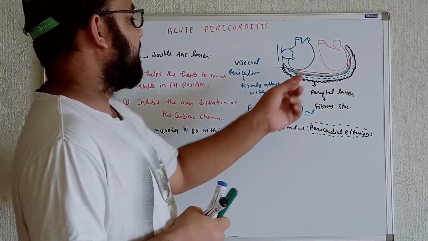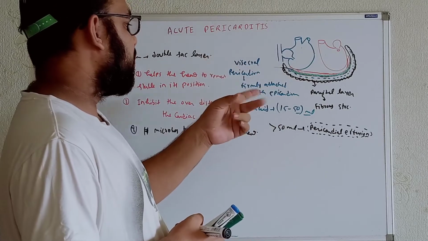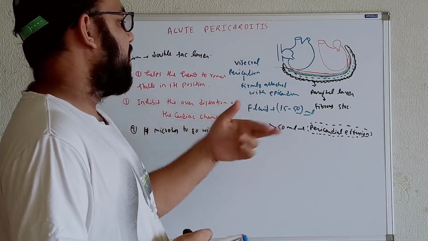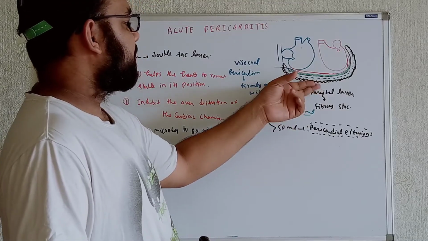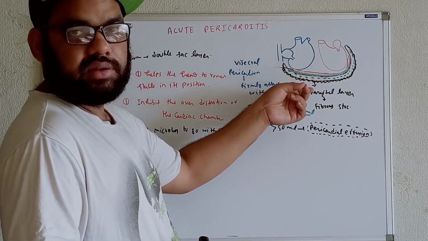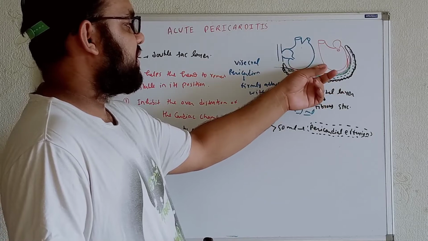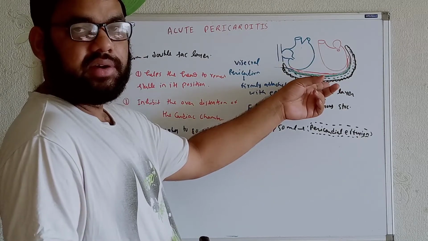Now we can see the protective mechanisms of the pericardium that will not allow any kind of microbes from the neighboring tissues or from the circulation to go from the pericardium to the inner structures of the heart. It will work as a barrier over here.